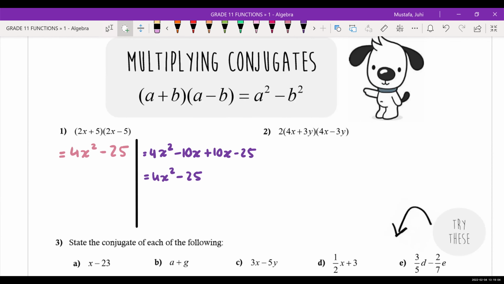Because what is b? B is 5 and 5. So 5 squared would be 25. Does that make sense? Yep. Okay. All right, last one.